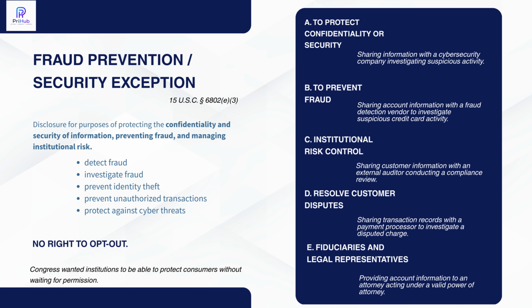And fifth, disclosures to fiduciaries and legal representatives. For example, a financial institution may provide account information to an attorney acting under a valid power of attorney. The key point is that these disclosures are permitted because they serve important security, fraud prevention, risk management, or customer protection purposes. And as with the other statutory exceptions, disclosures covered by this exception do not give the consumer a GLBA opt-out right.